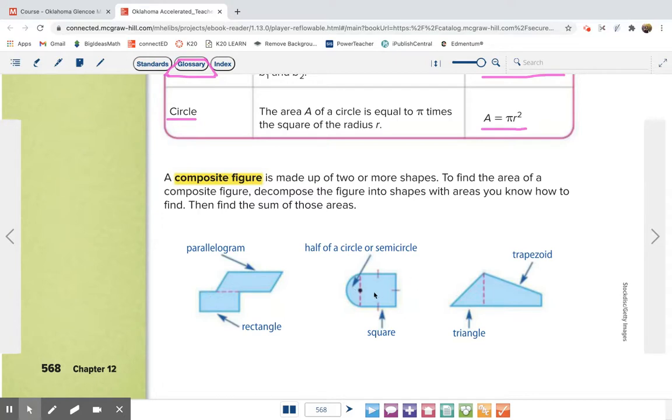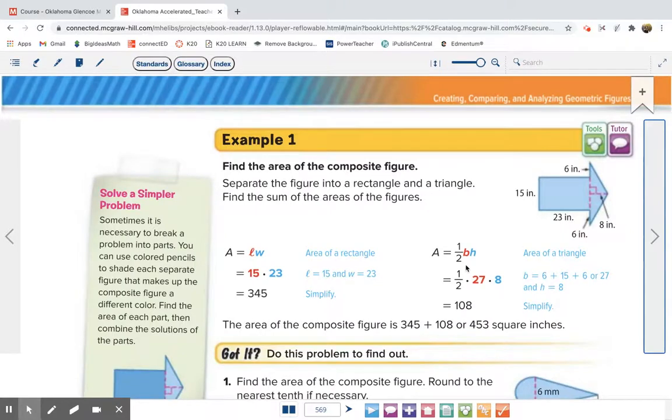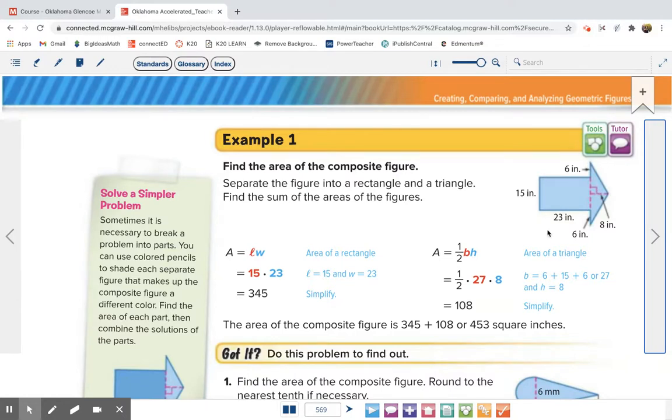Okay, just like this shape, if you cut it here, that's half a circle or a semicircle and a square. And this shape, if you cut it right there, you have a triangle over here and a trapezoid over here because it has one pair of parallel lines. So let's try one. It says find the area of the composite figure. So this is our whole shape right here, and they give us some measurements. So we are going to separate that. They went ahead and showed us the dotted line of where to separate it into a rectangle and a triangle.